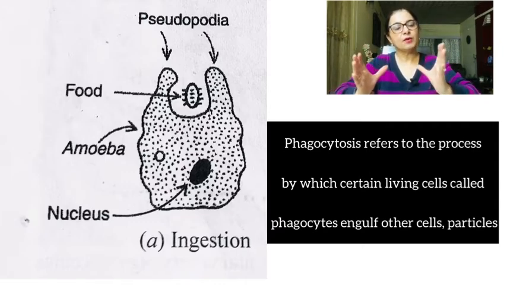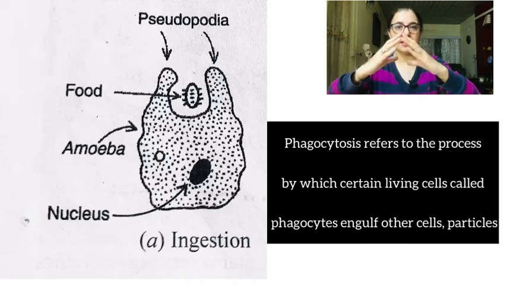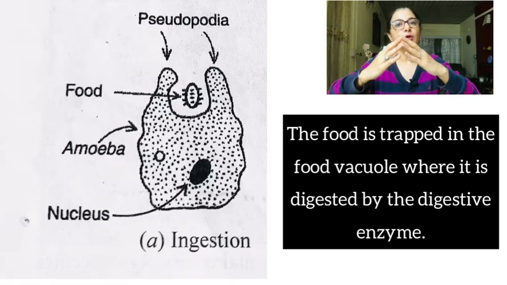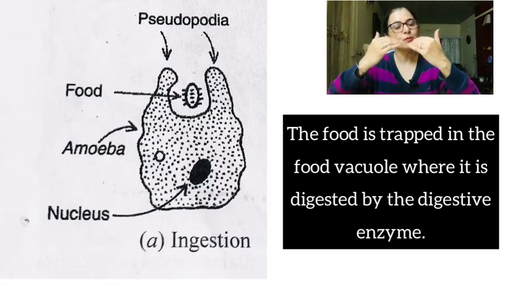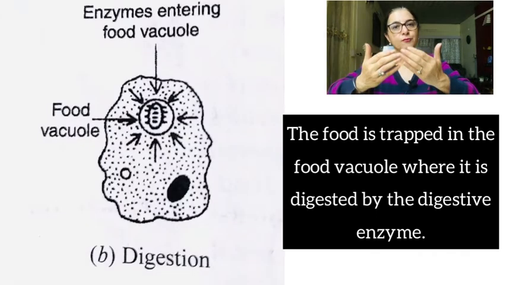और क्या करता है वो, कैसे करता है वो, एक cup बना लेता है with the help of these pseudopodia around the food particle, and this food particle along with a little water is taken inside the body of the amoeba. It forms what is known as a food vacuole.